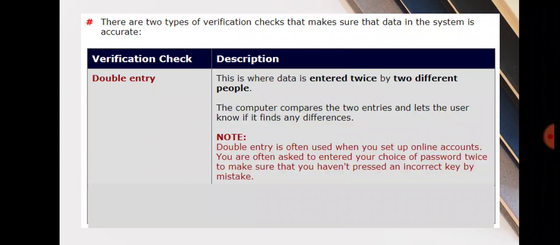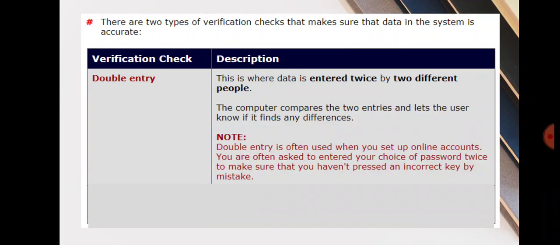Double entry is often used when you set up an online account. You are often asked to enter your chosen password twice to make sure that you haven't pressed an incorrect key by mistake. Think about when you have chosen a new password, you have to type it twice, right? This lets the computer check if you have typed it exactly the same both times or not, and it verifies that the first version is correct by matching against the second version.